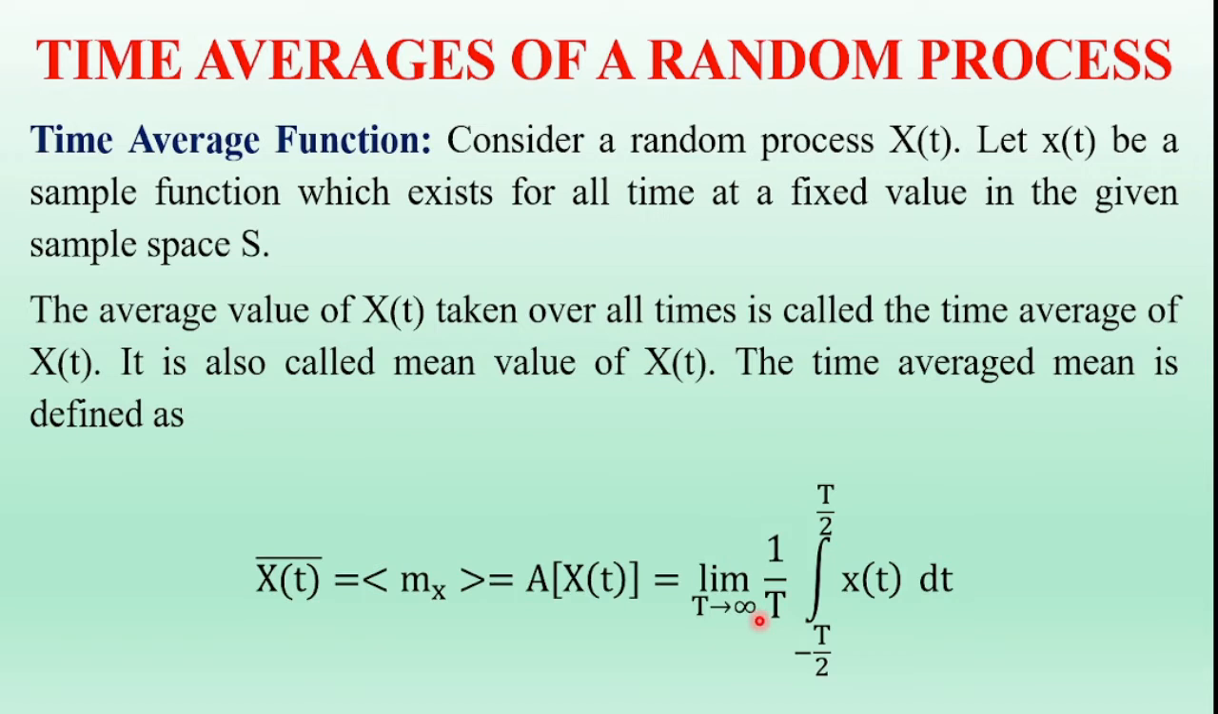In some of the textbooks, the time average mean value is followed by limit T tends to infinity (1/2T) integral from -T to T of x(t) dt. Both definitions are correct. So keep in mind, what is the average value over the interval? Over the interval -T/2 to +T/2, the average value is T, and in the interval -T to +T, the average value is 2T. So keep in mind this point.